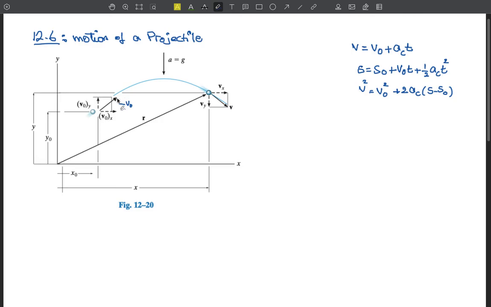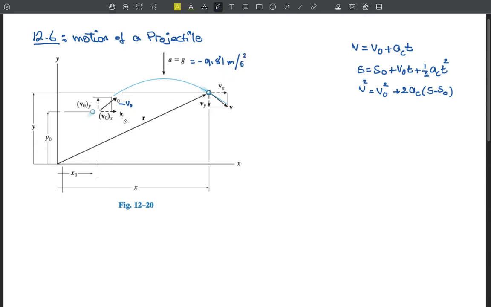Now, this rock will travel this path, and the only force acting on this rock is basically the acceleration due to gravity, which is g. You can see here that it's acting on the rock downwards. So g should have a negative value, which is negative 9.81 approximately meters per second squared.